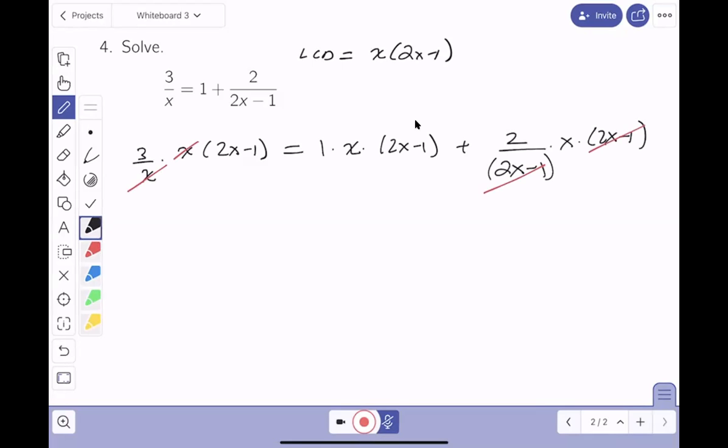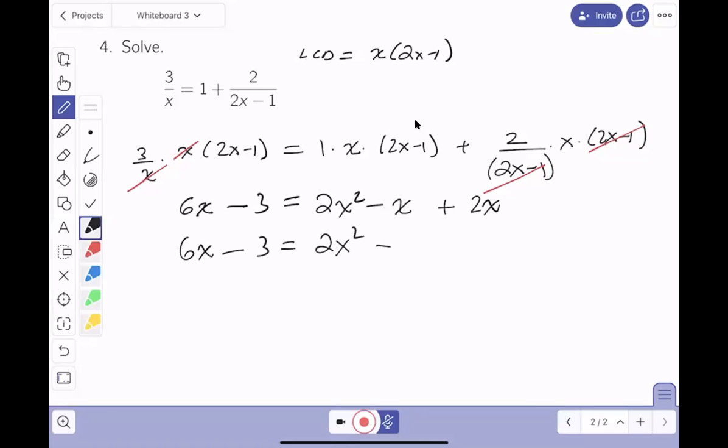And what do you get over there? Distributive property, 3 times 2x is 6x. Minus 3 times minus 1 is minus 3. What do you get on the right side? Well, 2x squared minus x. That wasn't so bad. And then you get plus 2x. Let's keep going. 6x minus 3 equals 2x squared, let's see, that would be plus x, right? Subtract 6x from both sides. Fairly easy to do. And add 3 to both sides. Again, fairly easy to do.